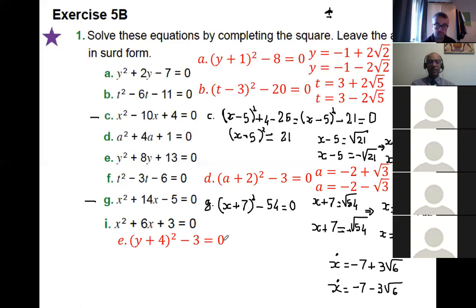Okay. And for the answers, we've got the 3 on the other side because it becomes a positive because we add 3 on each side, and then you've got your -4 plus root 3, -4 minus root 3. Very much the same as what we did with D. Question D and E are quite similar.